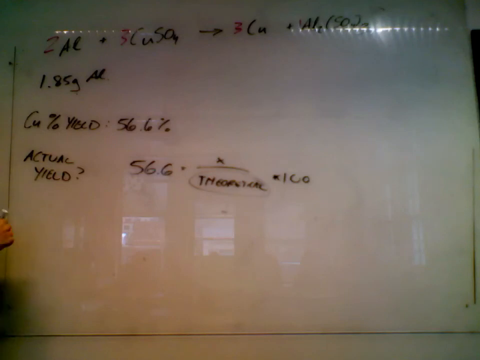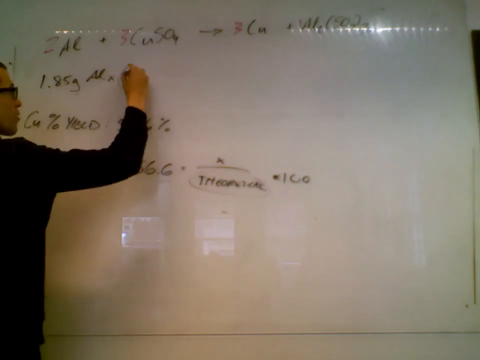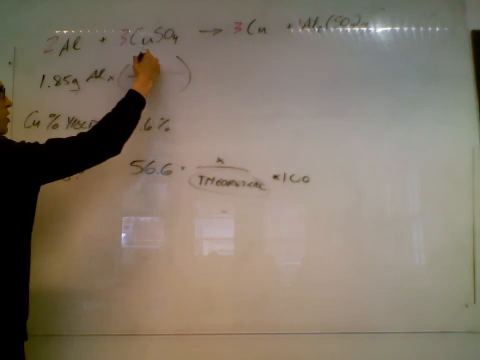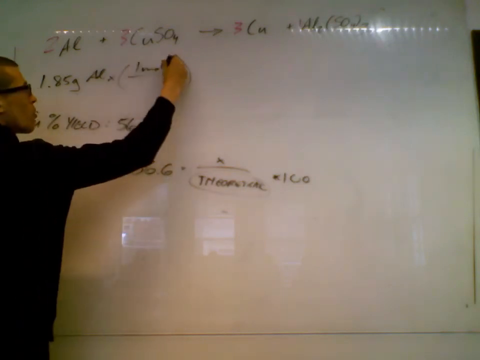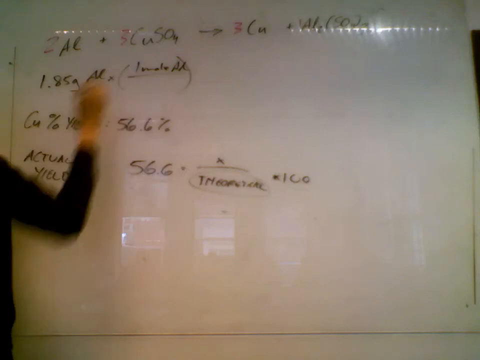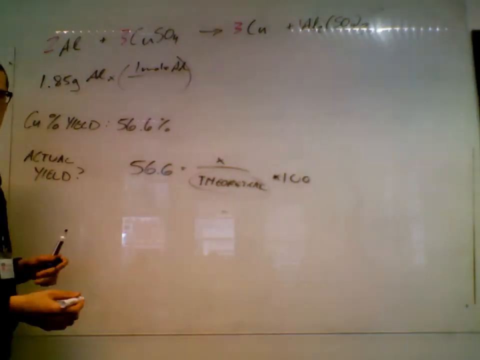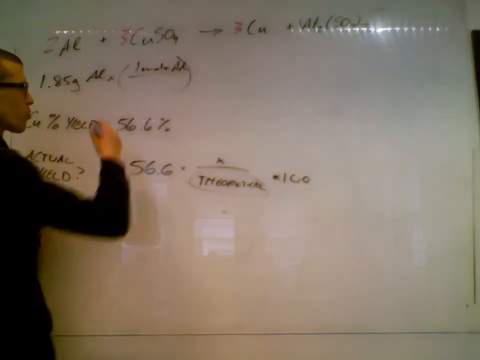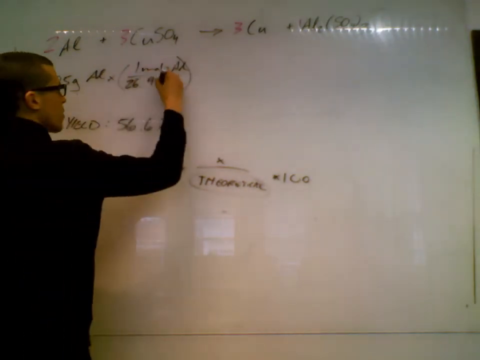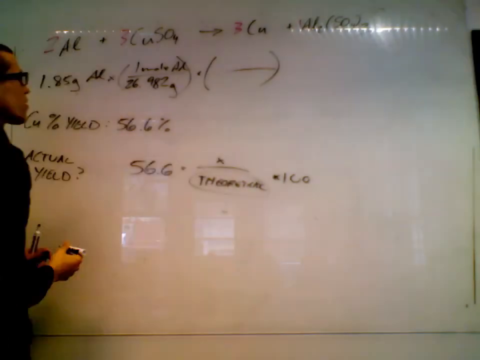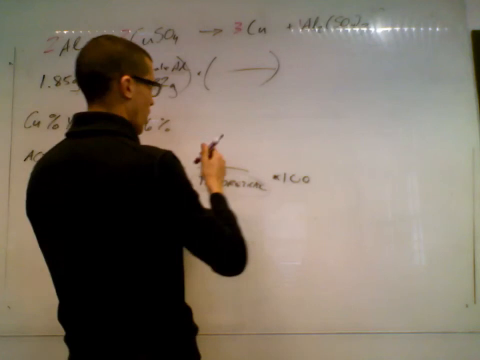So let's do this. Let's make the theoretical up here. What is the theoretical yield going to be? What's going to go on top? 1 mole of Al, and then the molar mass of Al, which turns out to be 26.982 grams, times, and now what do we do over here? 3 moles of copper on top.